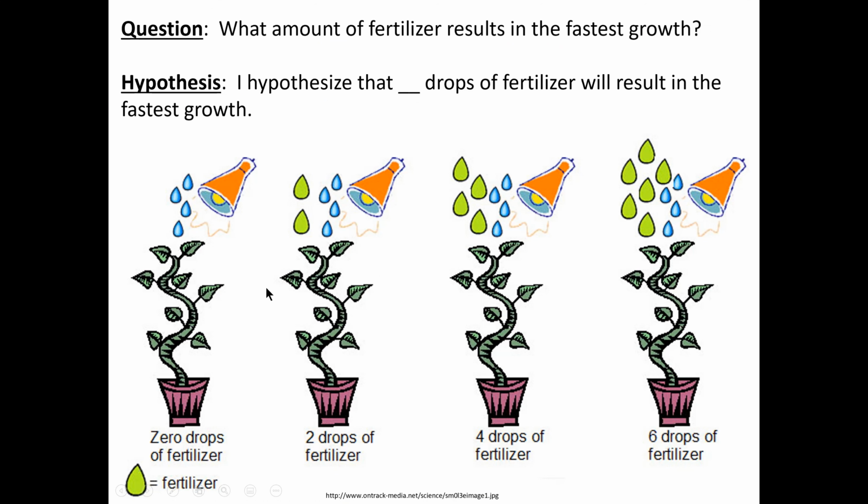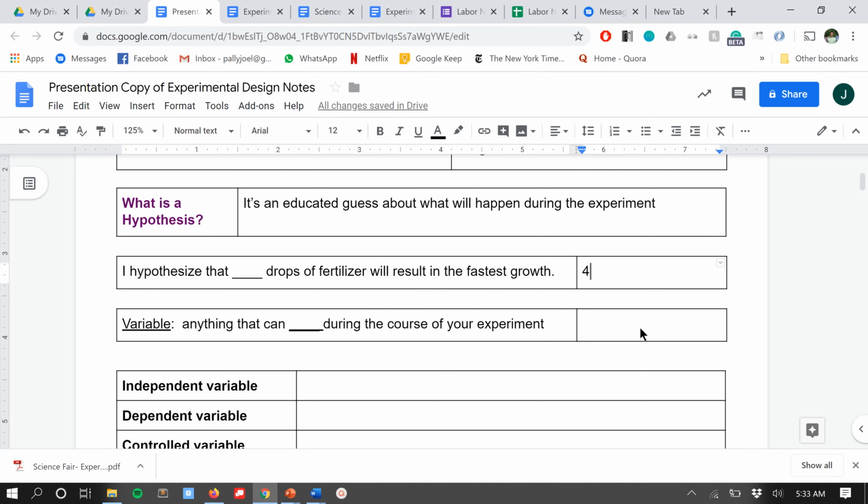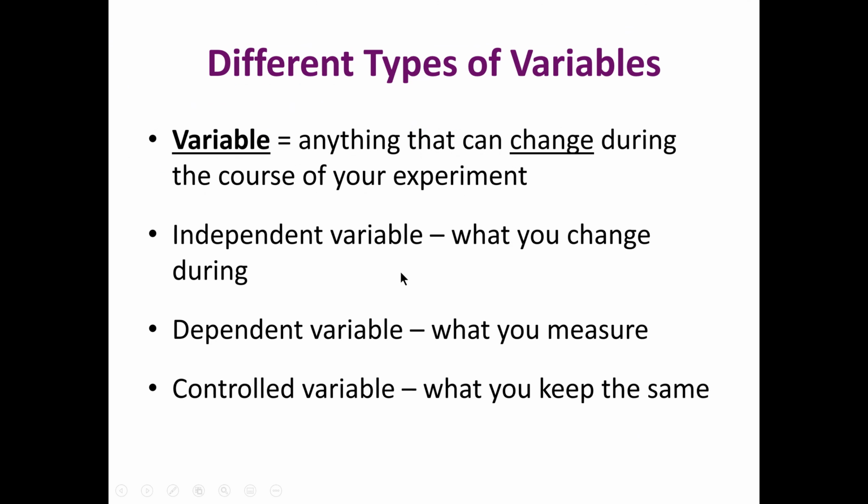Okay, so now we have our hypothesis. The next thing we need to do is identify the variables in our experiment. The variable is anything that can change during the course of your experiment. There's 3 types of variables. The independent variable is what you change. So think of it starting with I, it's what I do, what I'm going to change during the experiment.